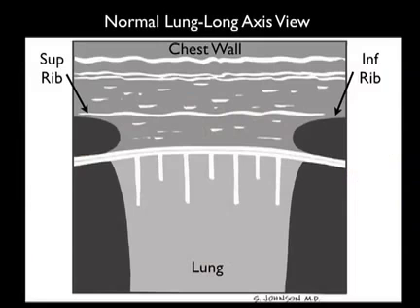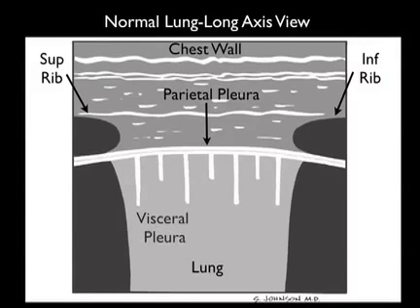Here's a nice pictorial showing the normal findings of a lung in a long axis configuration. Superior rib to the left, inferior rib to the right. Notice that the ribs cast shadows posteriorly due to the inability of the sound waves to permeate the hard calcifications of the rib. We see the chest wall anteriorly, and note here the two layers of the pleura. We see here the outer parietal pleura and the inner visceral pleura.